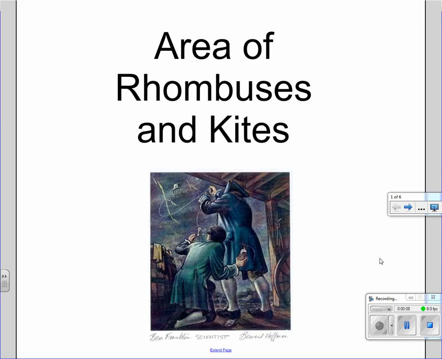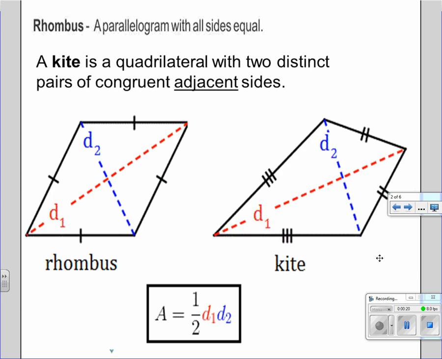This one, I'd like to show you how we find the area of rhombuses and kites. The cool thing about this topic is it's two for the price of one. What I mean by that is whether we're looking at a rhombus or a kite, the formula to find its area is going to be the same. Before we get into what the formula is and how we use it, let's talk about what a rhombus is.